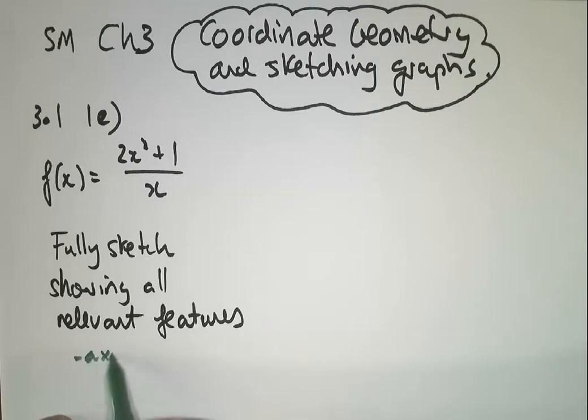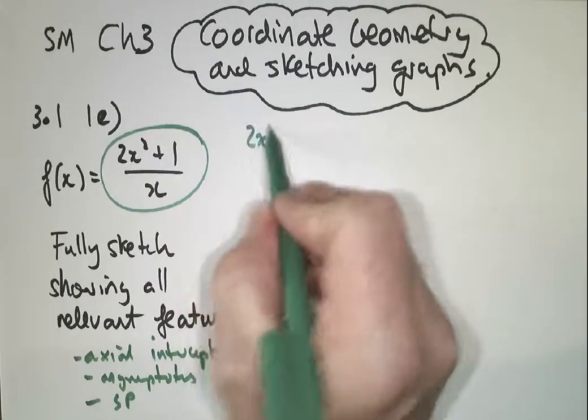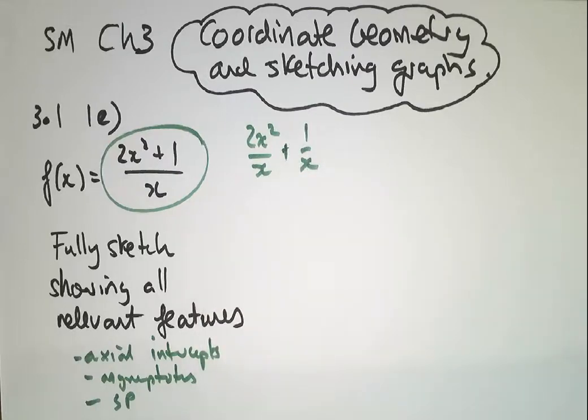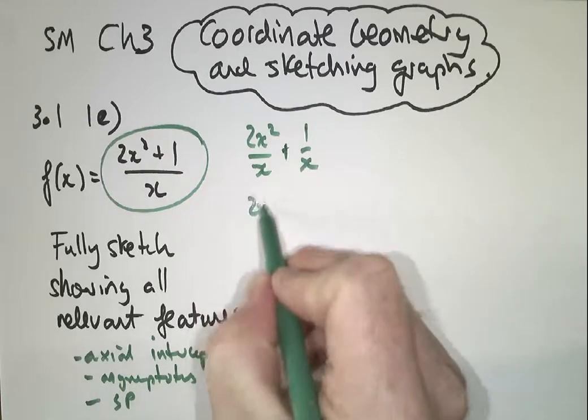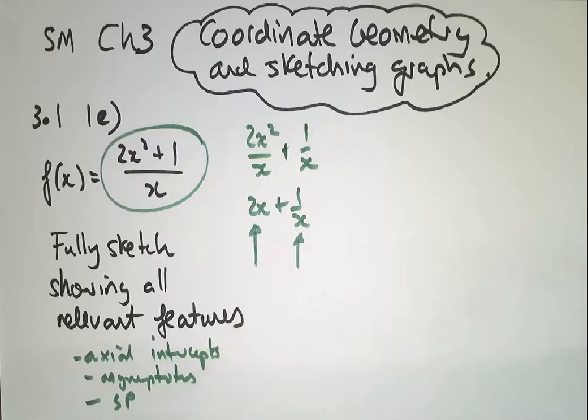So axial intercepts, any asymptotes, any stationary points, all need to be shown. Okay, so what have we got here? I've got 2x squared on x plus 1 on x, writing them as two separate fractions, which gives me 2x plus 1 on x. I have a linear plus I have a hyperbola, and I'm adding them together.